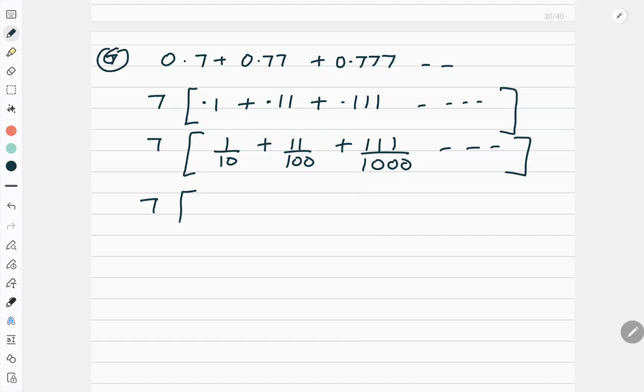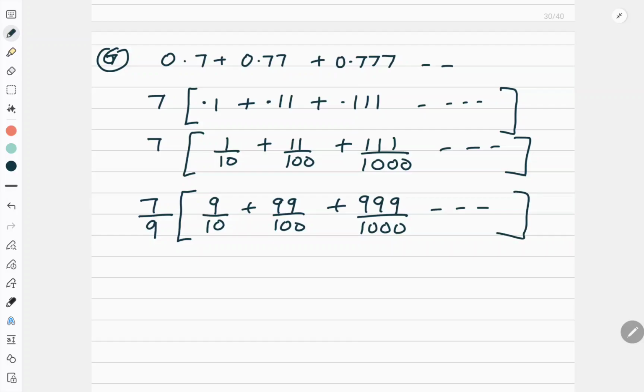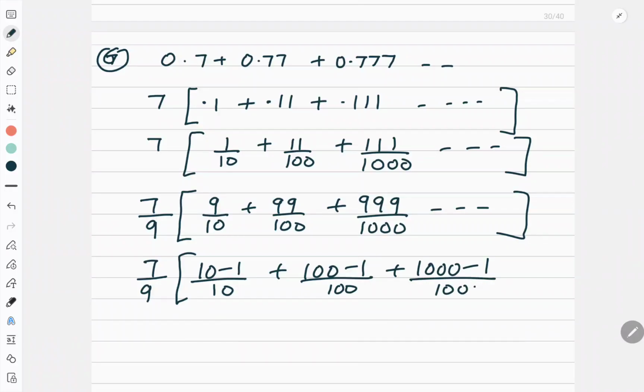Now again, I need 9 in the numerator. So I'll divide by 9, and 9 by 10 plus 99 by 100 plus 999 by 1000 up to n terms, right? So 7 by 9, here (10 minus 1) upon 10 plus (100 minus 1) upon 100 plus (1000 minus 1) upon 1000 up to n terms. Okay. Now again, let us try to form the GP out of it. So 7 by 9.